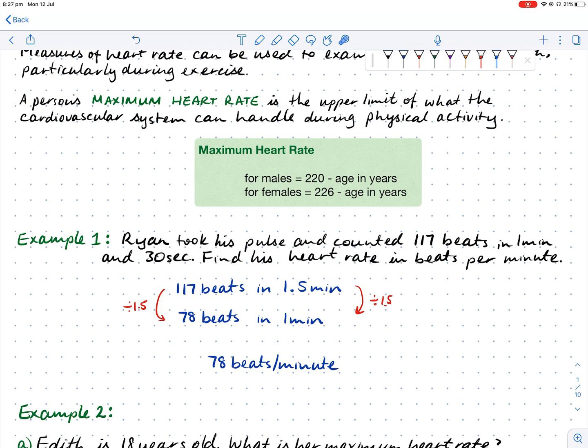So the maximum heart rate is given as a formula. Now you don't need to memorize these formulas. These will always be given to you if you're required to use them. So for males, it's 220 minus their age in years. So if they're 10, then you minus 10. If you're 35, you're going to take off 35. For females, it's 226 minus their age. So that's just a way that we can calculate it.